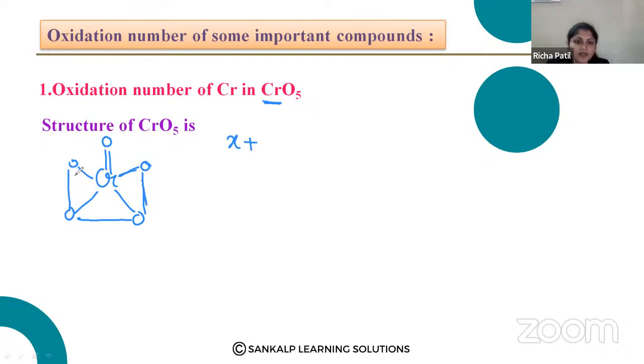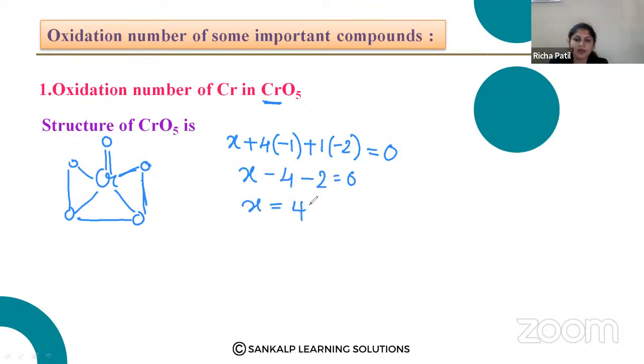Out of these, how many are peroxy oxygens? 4. So you calculate this as 4 into -1, plus 1 into -2, equals 0, since the overall charge is 0. So x - 4 - 2 = 0, so x - 6 = 0. So x is equal to 6. The charge of Cr is +6.